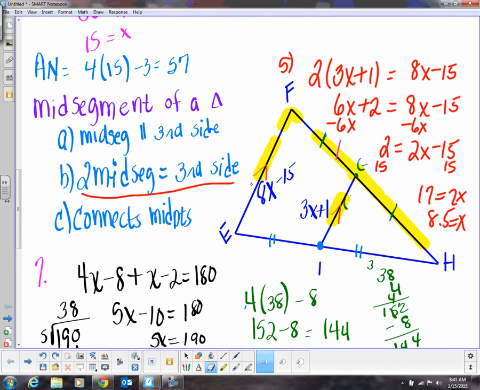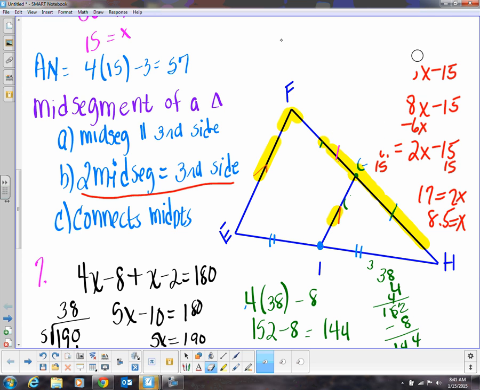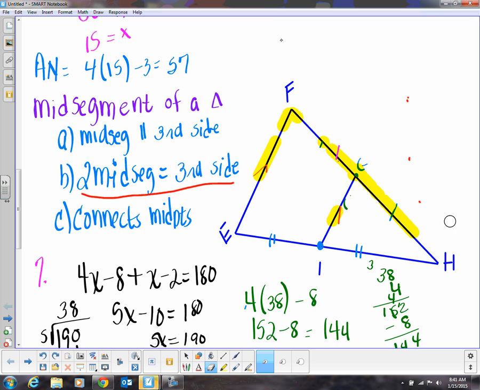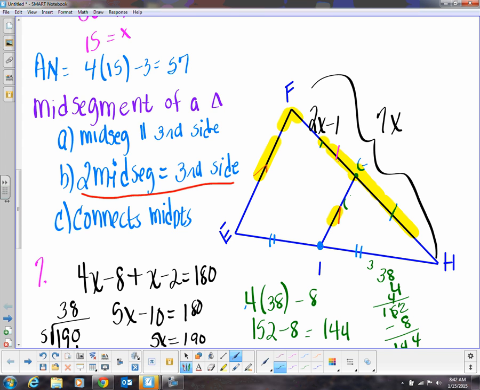This is number 6, right? All right, so number 6. Number 6 told us, oh, I think I know what number 6 was. No, maybe not. FG equals 2x minus 1, and this whole thing is what? 7x minus 14. What am I testing here? This is number 6. Do you see that? What does that mean? That this is 2x minus 1.